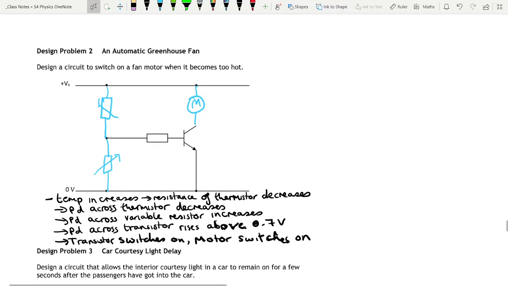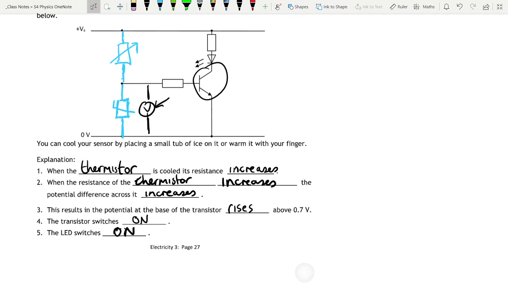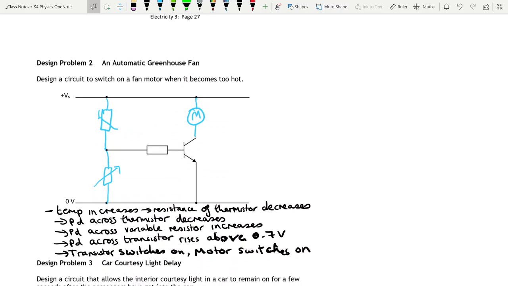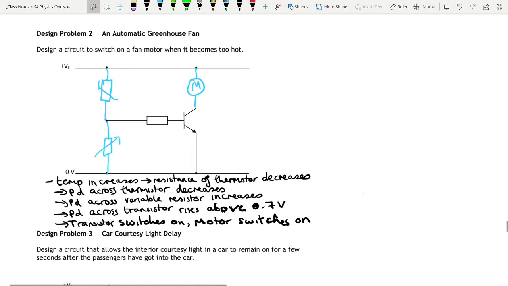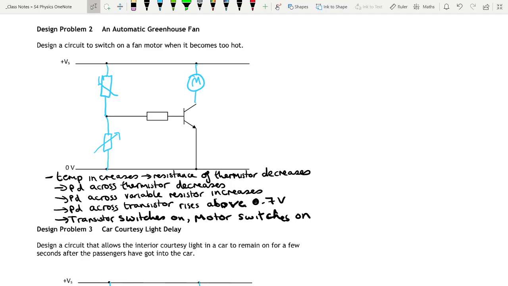This one is kind of the opposite way around. It's when something gets too hot. You can see that one had a variable resistor at the top and a thermistor at the bottom. We've got the opposite way around here. I've already written this in because it takes me forever to write anything with this pen. So what we have now, we still need to look at the thermistor, but we're still interested in the voltage across here.